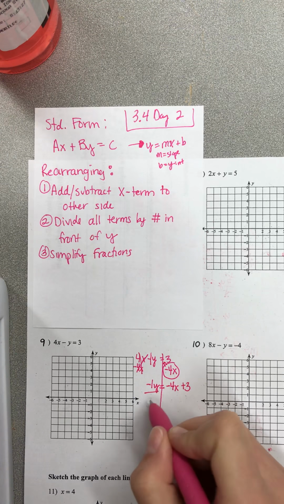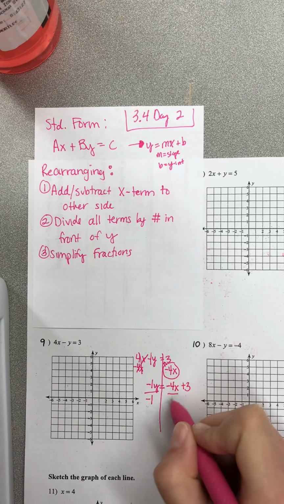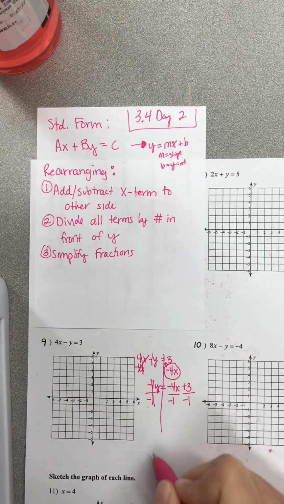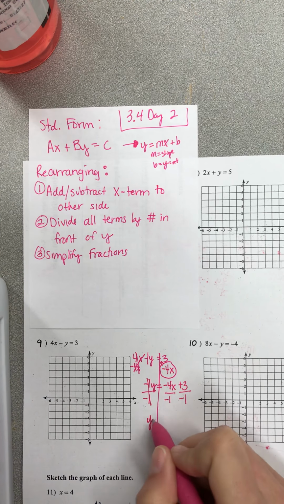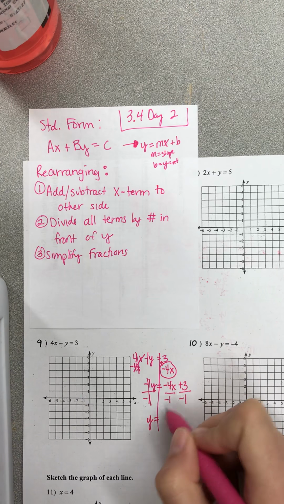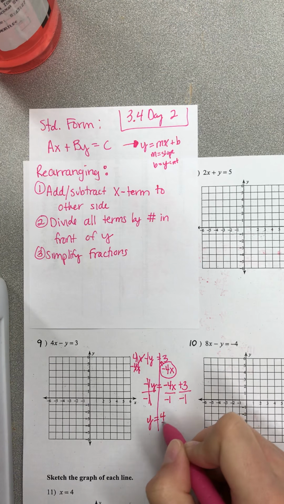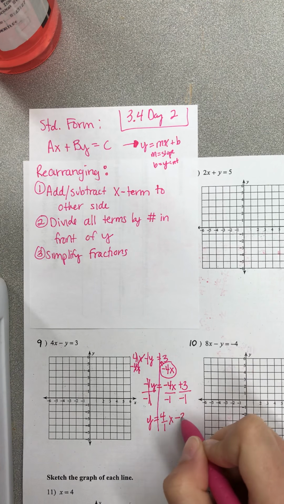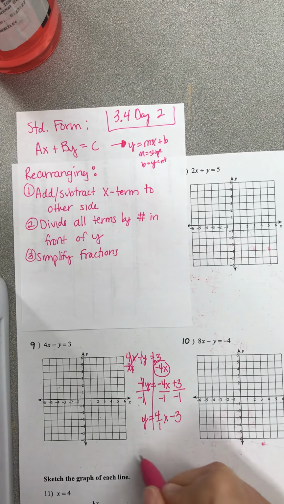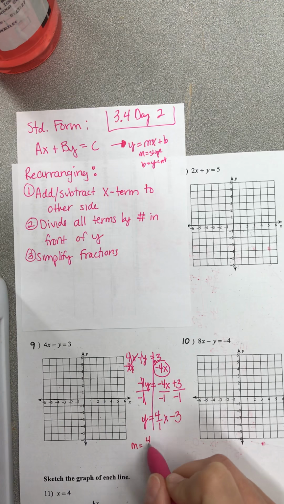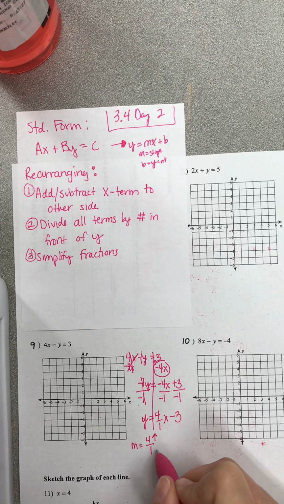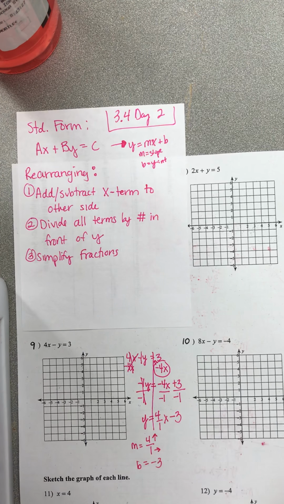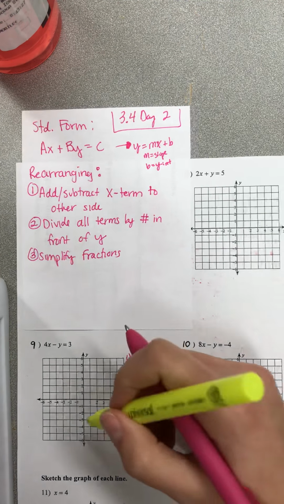Divide every term by the number in front of your y. So everything gets divided by a negative 1. And I simplify. Y equals a negative divided by a negative is a positive 4 over 1x. And a positive 3 divided by a negative 1 is a negative 3. Your slope is 4 over 1. Since it's positive, you go up 4 and right 1. Your y-intercept is negative 3.